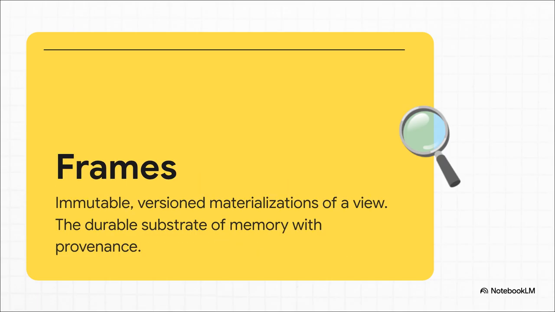And that brings us to our third block, frames. So if signals are ingredients and views are recipes, then a frame is the final cooked meal, plated and ready to serve. It's an immutable version snapshot of a view at a point in time. It's the real tangible context that your AI can actually use. And the coolest part? It comes with a full list of all the ingredients in the exact recipe version used to make it. That's called provenance, and it's a huge deal for auditability.